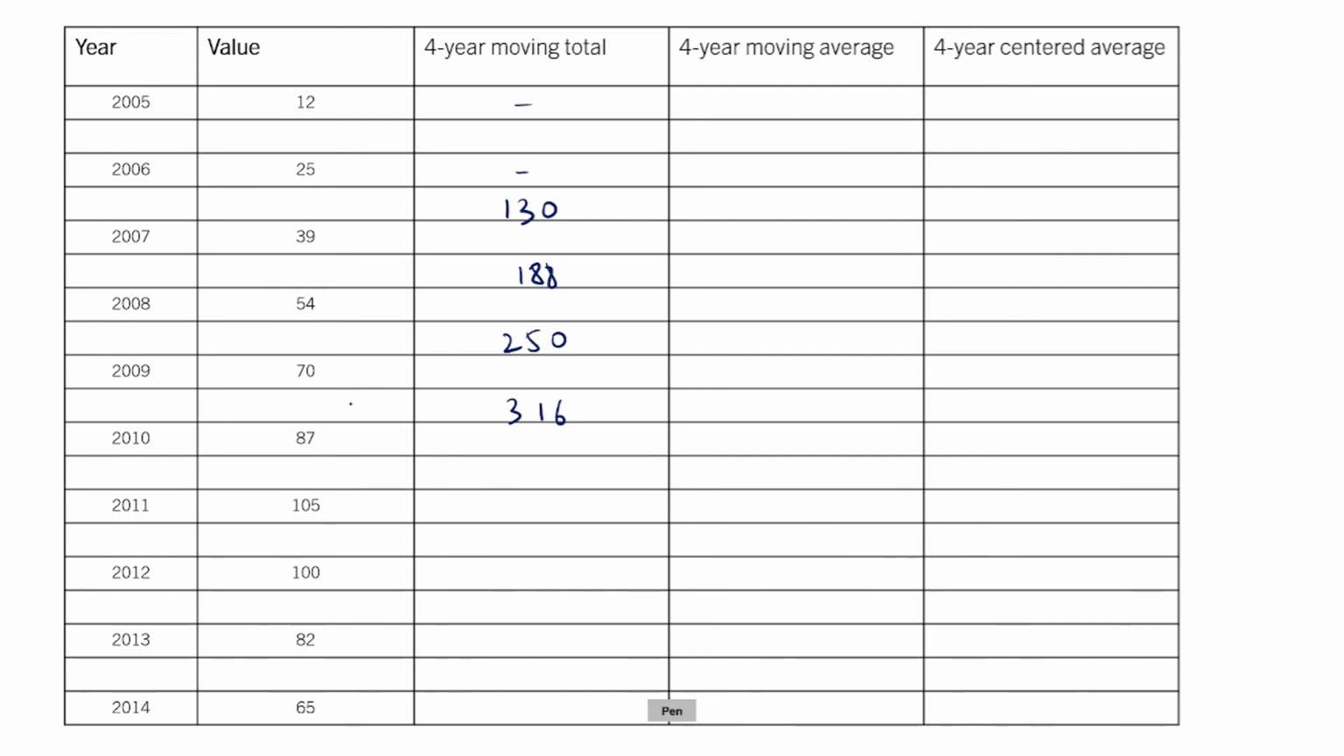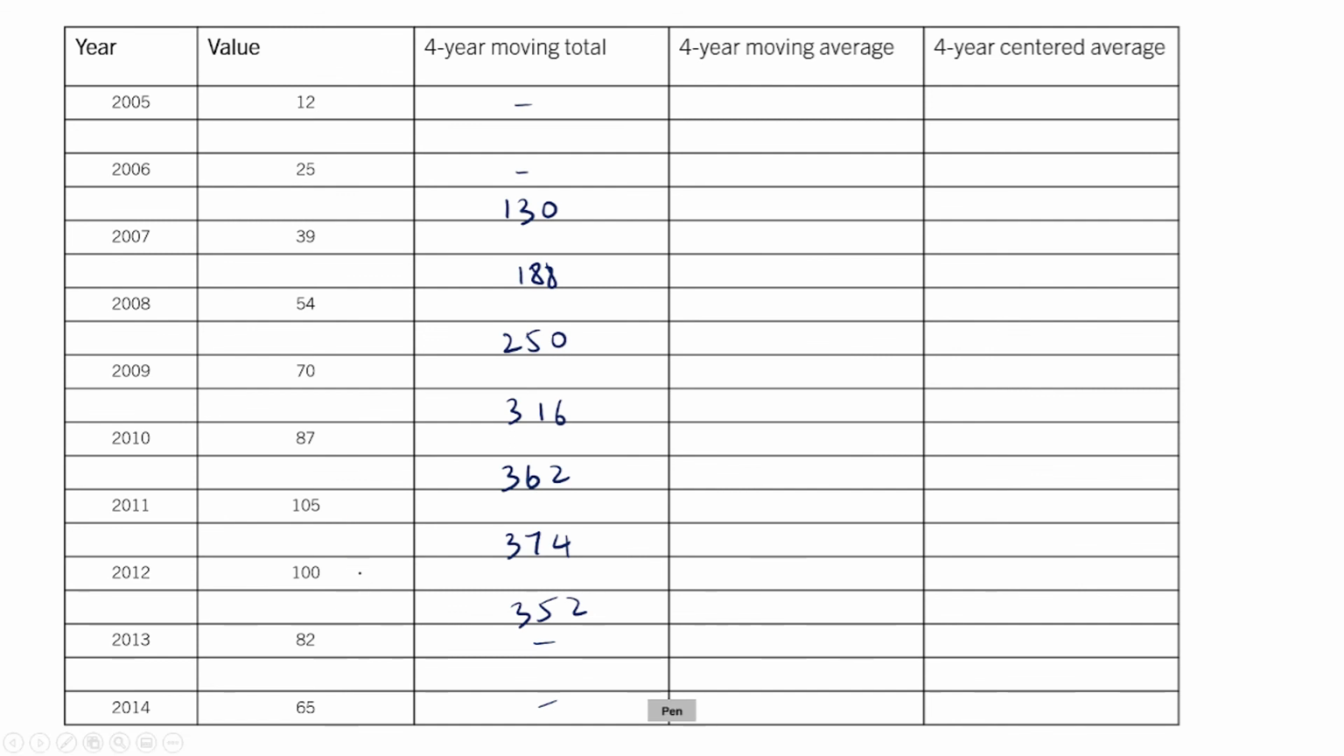Like this, we have to proceed until we reach the last data. 70 plus 87 plus 105 plus 100. It is 362. Then 87 plus 105 plus 100 plus 82, 374. And then 105 plus 100 plus 82 plus 65, it is 352.